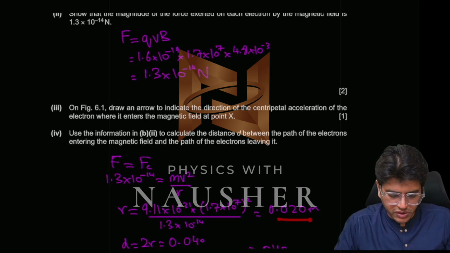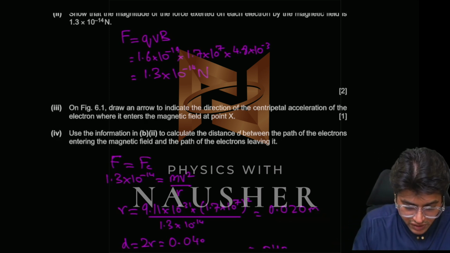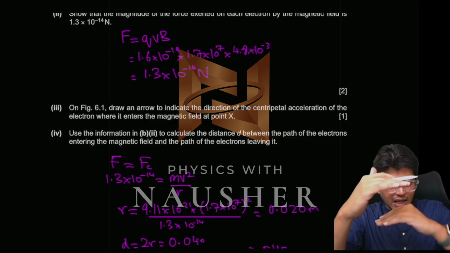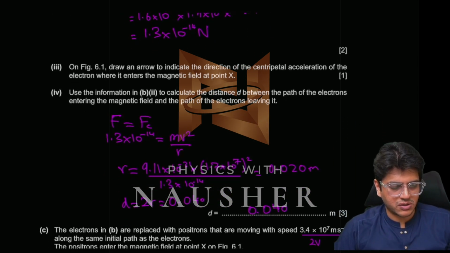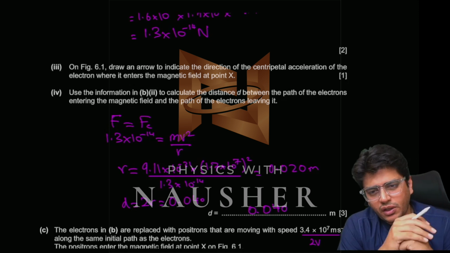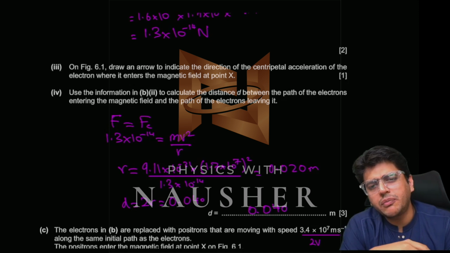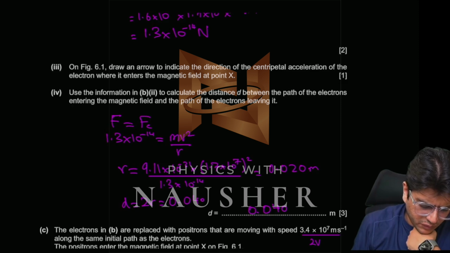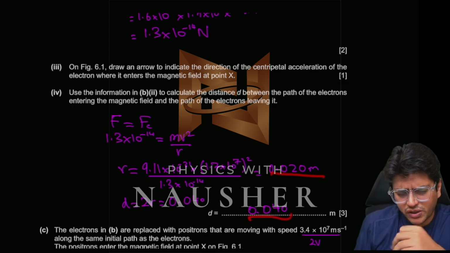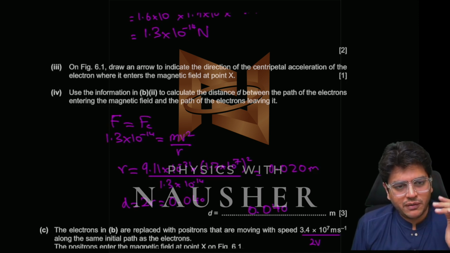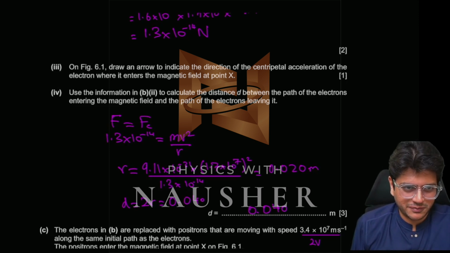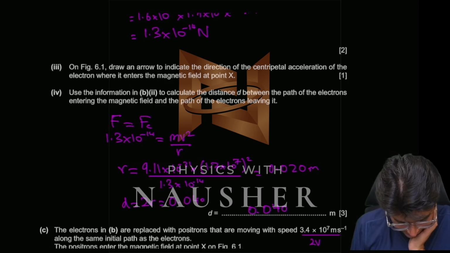This is 0.020, but they're asking you for the distance d between the path entering and leaving. So they're asking for the whole distance. So you have to double it, and your answer is 0.040. And if you made the mistake, like when you were doing this yourself and you wrote 0.020 over here, just don't bash yourself too much, because look, you're under pressure. Just remember to read the question carefully, okay? And that's going to help you a lot.